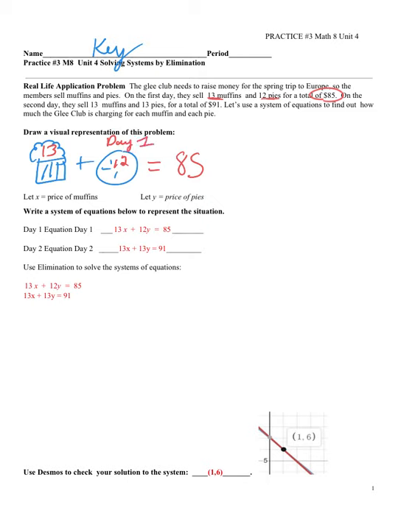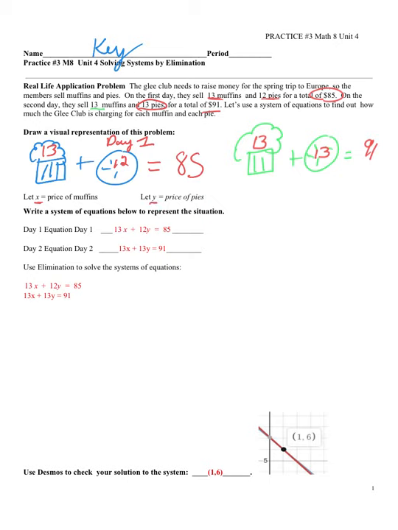And then day 2, again, they're trying to raise money by selling muffins and pies. And on day 2, they had 13 muffins and they sold 13 pies, and it was a total of $91. Now the question is asking, how much are they charging for each muffin and each pie? So we need to define our variables. Let x equal the price of muffins and y equal the price of pies.